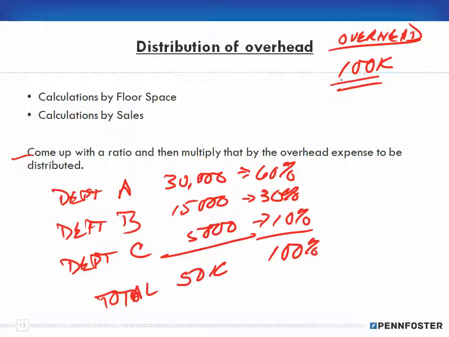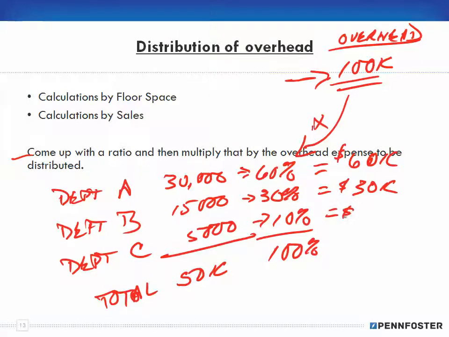So to allocate the $100,000, all I'm doing is taking the 100,000 and multiplying it by those percentages. So department A ends up getting $60,000, department B gets 30,000, and department C gets 10,000. Because they all add up to $100,000, right? Notice I have percents here and dollars here, and these are square feet.